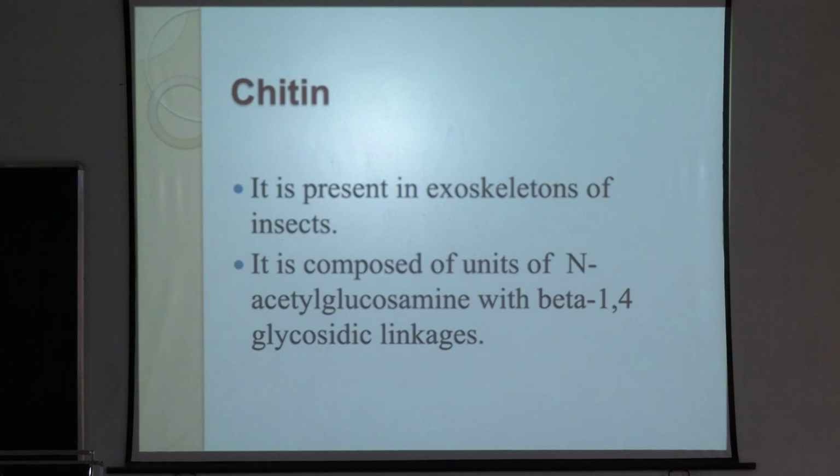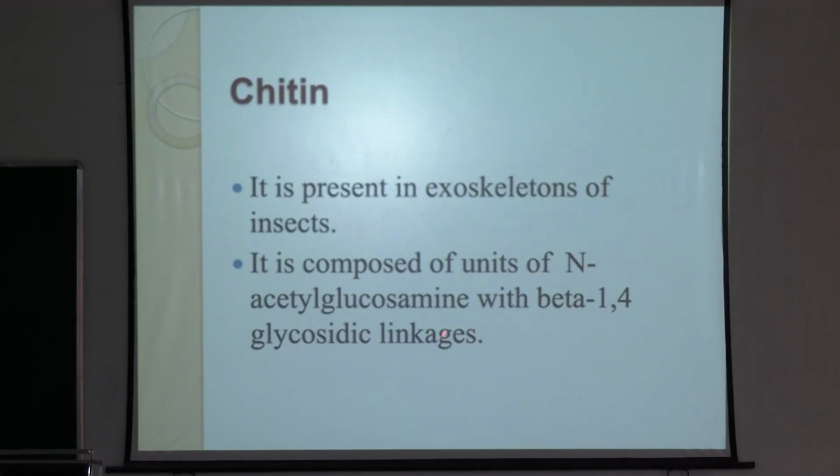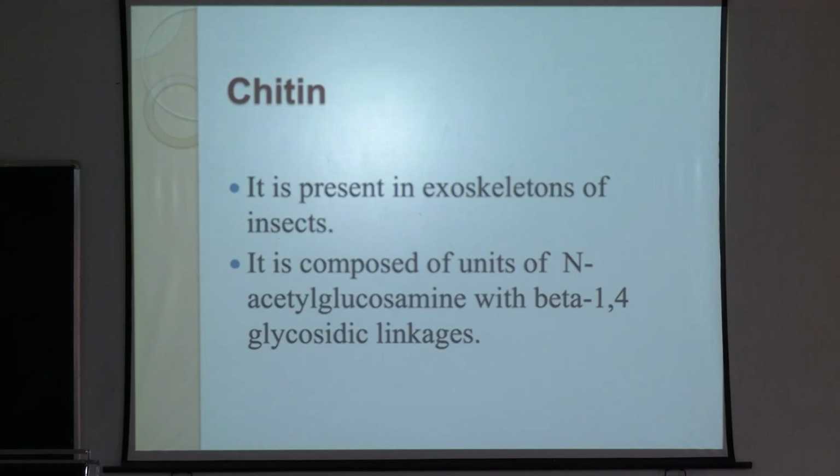Clear? Next is chitin. Chitin is found in exoskeletons of insects which have the N-acetyl glucosamine with beta 1,4 glycosidic linkages. What is N-acetyl glucosamine? Amino sugar. Amino sugar means in which carbon of glucose amino group is attached? C2.